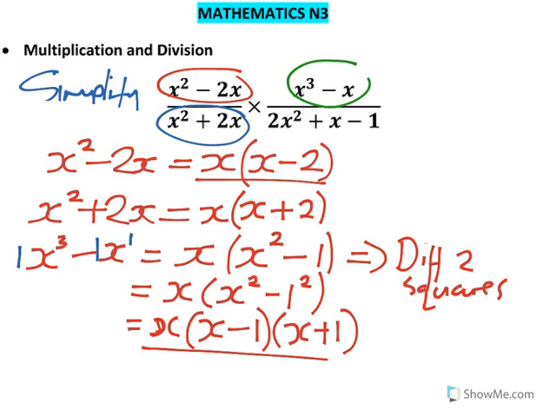Now let us move on and look at this one now. At the bottom is 2x squared plus x minus 1.